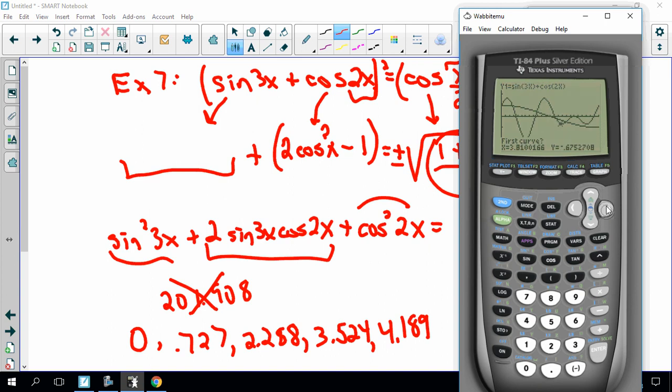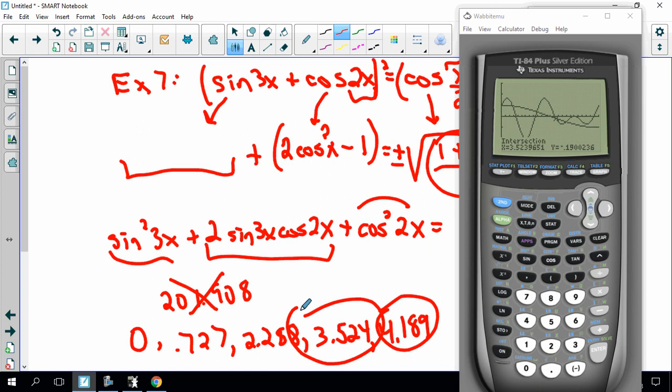Let's go get the last one, and you go enter, enter, enter, and you get 4.1887902. And go second, calc, intersect, and you have a little clicking party, and you get 3.52. Life is good.